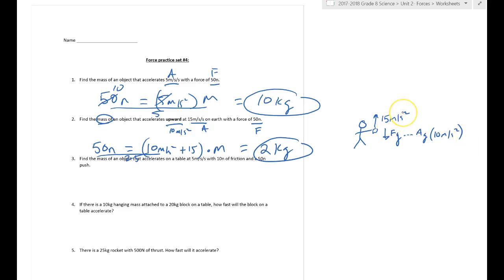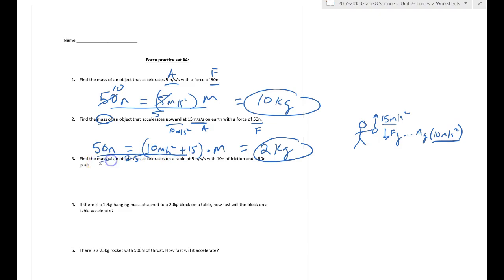If I'm going to accelerate the object at 15, that means I've already accounted for this 10. Meaning I need to give the object enough force not to just hold it still in the air, but an additional force to be able to accelerate at that rate. So I must account for that, which is what I'm doing right here.